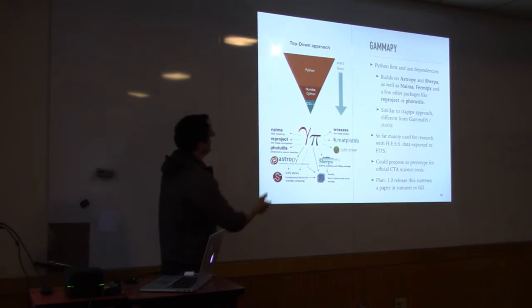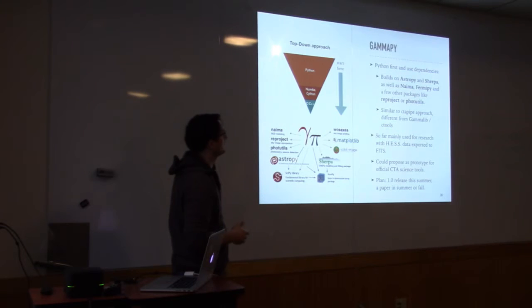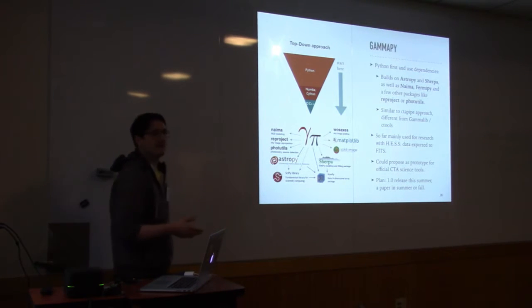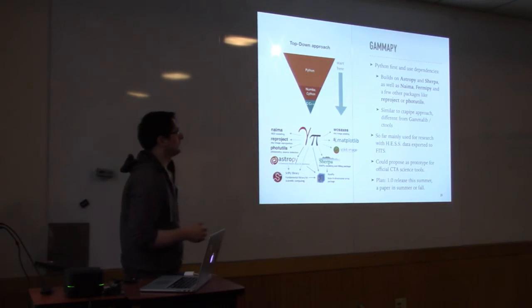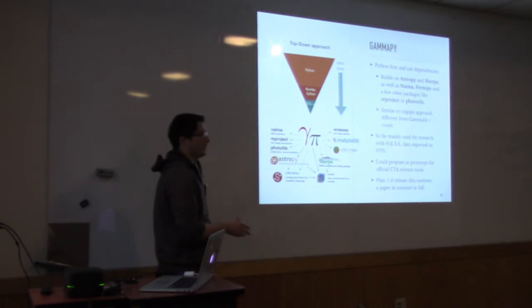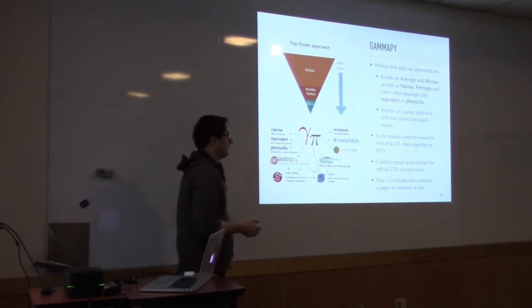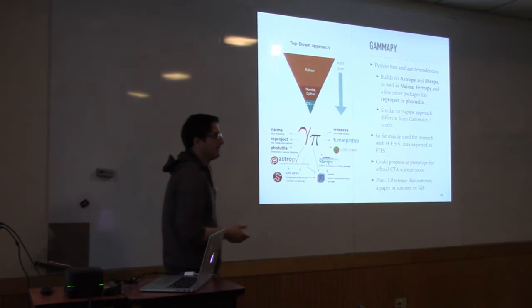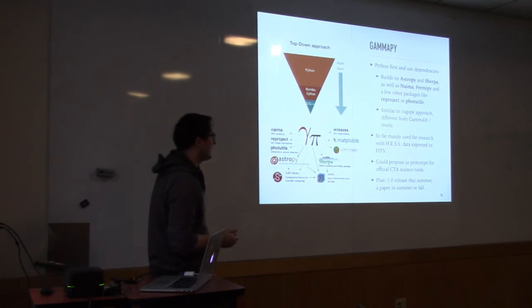So we use this approach where we have Python first and use dependencies, so it builds on Astropy and Sherpa, as well as Naima, Fermipy, and a few other packages like reproject and photutils. And it's, in this sense, similar to the approach from ctapipe, but different from the GammaLib ctools approach. So the status is that so far we've mainly used this within H.E.S.S., which is the experiment I'm part of, where we export data to FITS and then implement high-level analysis with Gammapy.